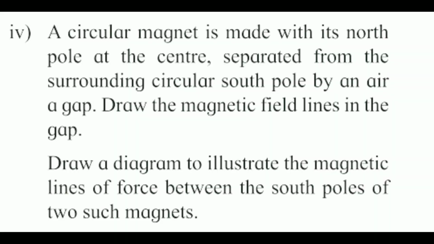Okay, so the next question is question number 4. The question is theoretical. So the question is, a circular magnet is made with its north pole at the center, separated from the surrounding circular south pole by an air gap. Draw the magnetic field lines in the gap. So the field lines will look in this way.